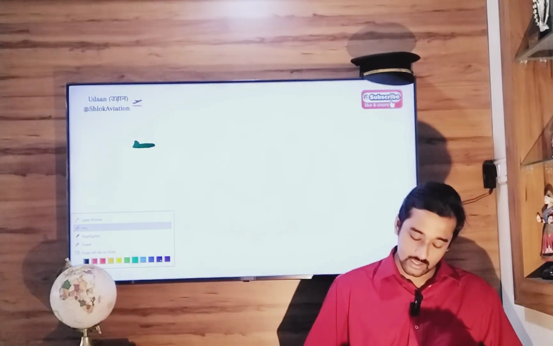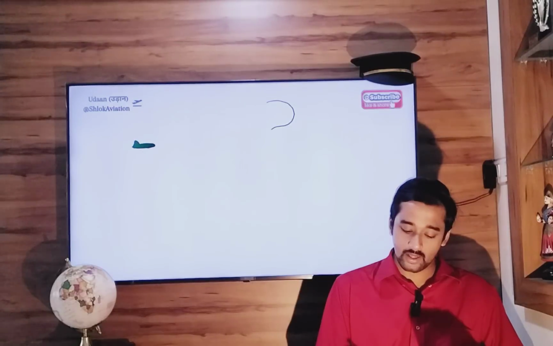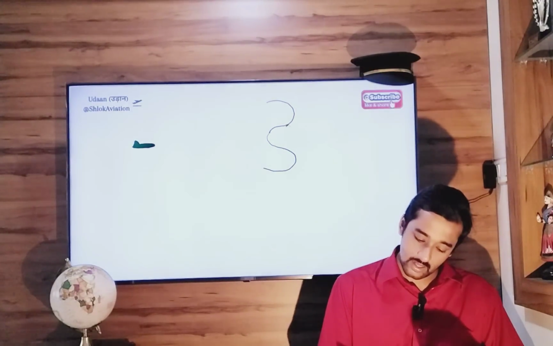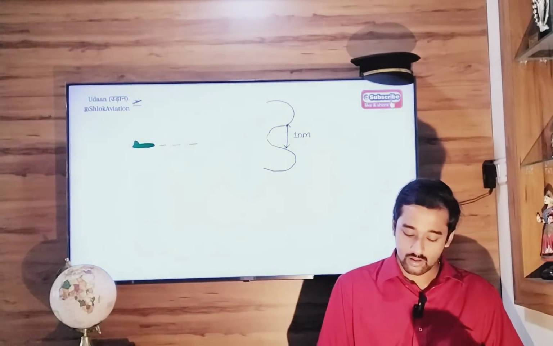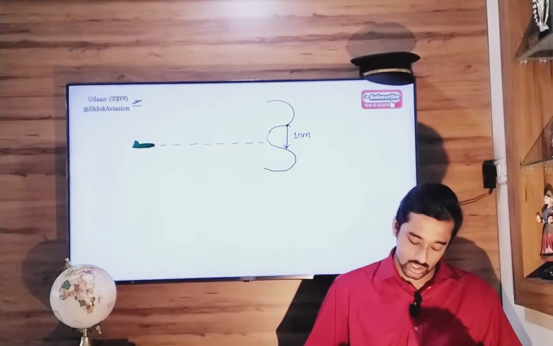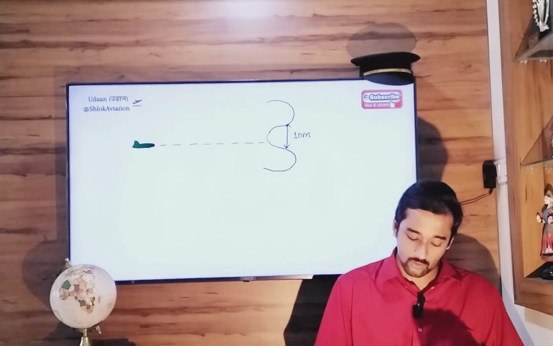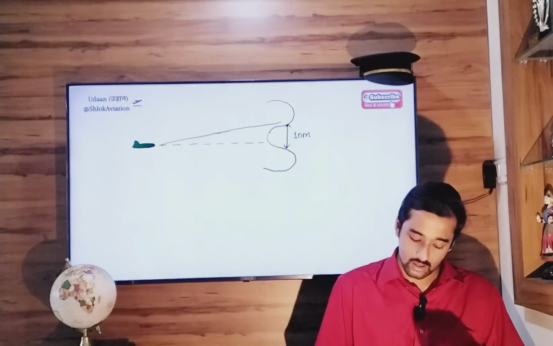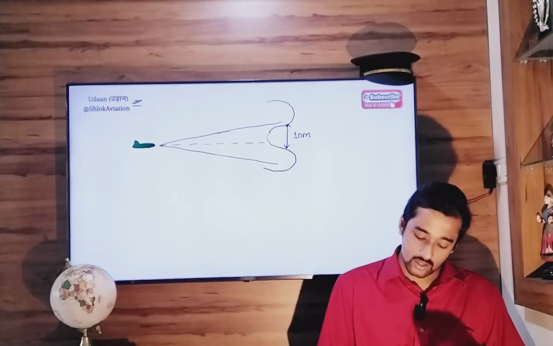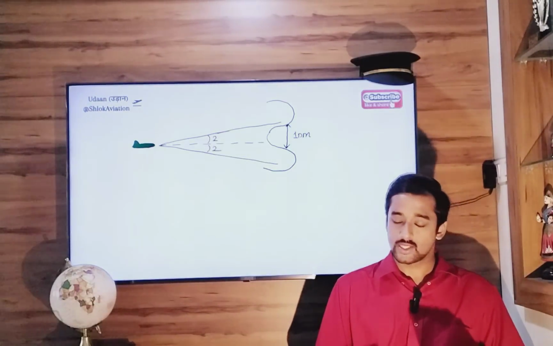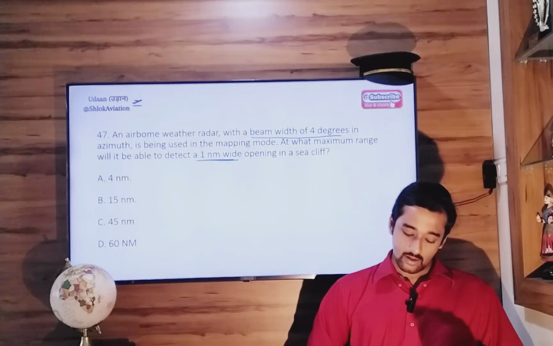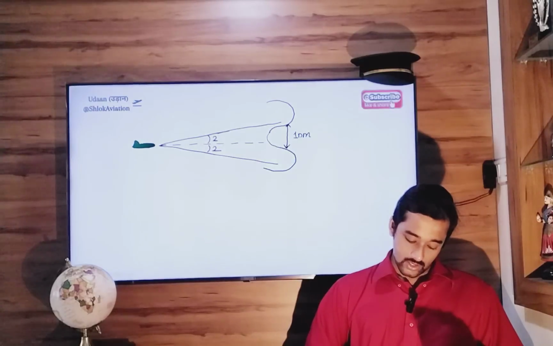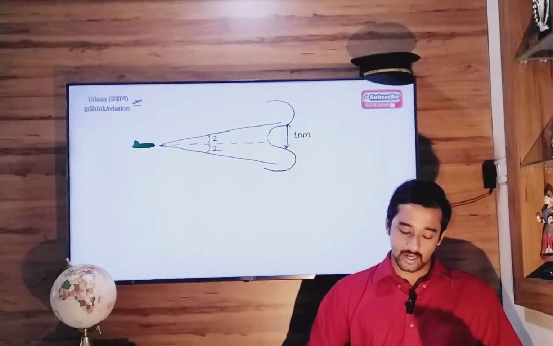There is a sea cliff, which means there is an opening between these two cliffs, and that opening is 1 nautical mile. We have to calculate the horizontal range. Beam width is 4 degrees, 2 degrees up, 2 degrees down. So we have to calculate this horizontal distance from the aircraft to the cliff. This 1 nautical mile can be divided into two parts.